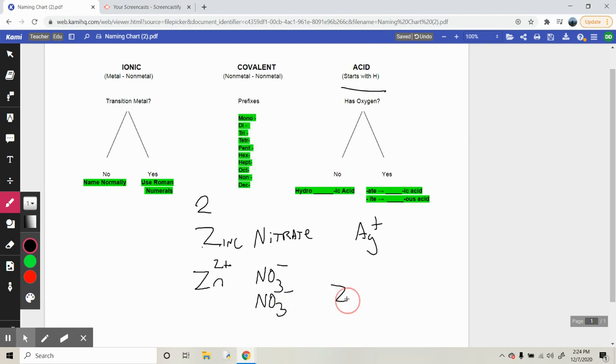But remember, when we combine these guys, we can't just put NO32 or else it looks like we have 32 oxygens. We got to put that nitrate in parentheses, then put the 2 on the outside. Zinc nitrate.